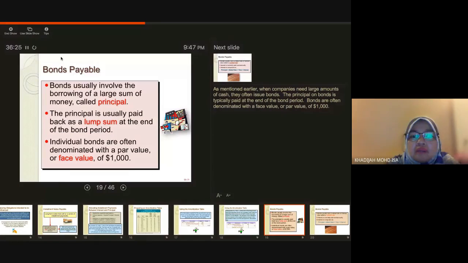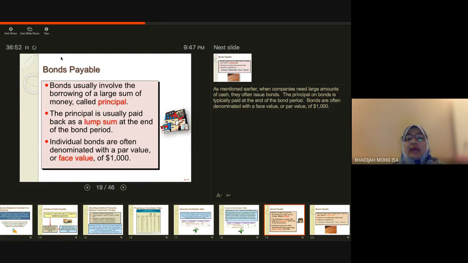Okay, bonds payable, I will not go very detailed. It means that bonds, why is it payable? Do you understand? Bonds are issued by the company to the public. What happens is that the public will buy the bonds. So when you issue the bonds, you get money from the public.